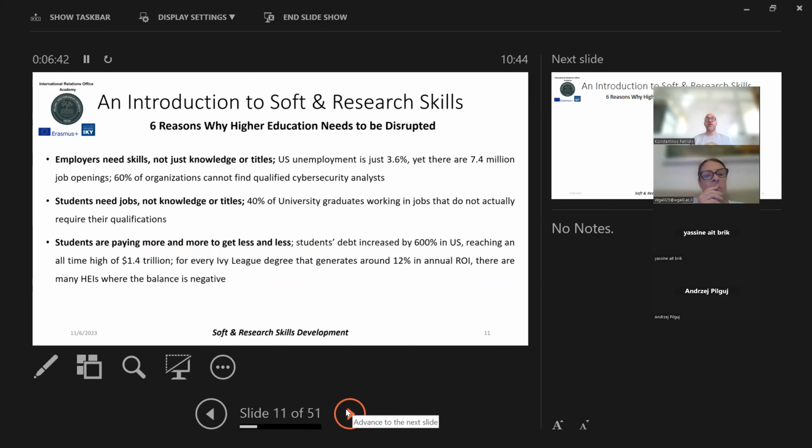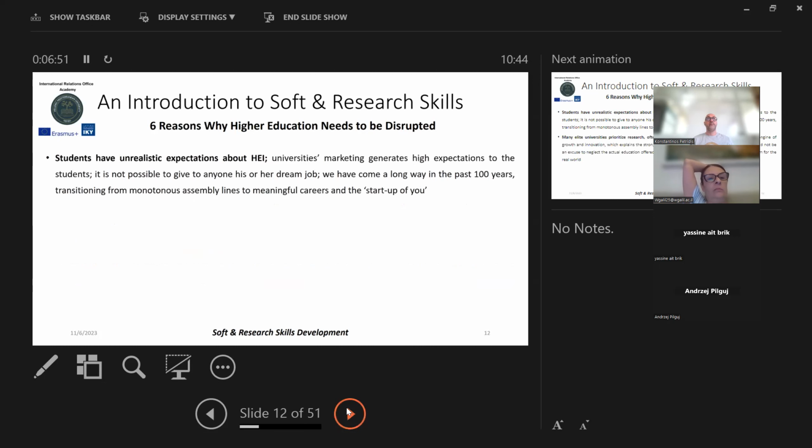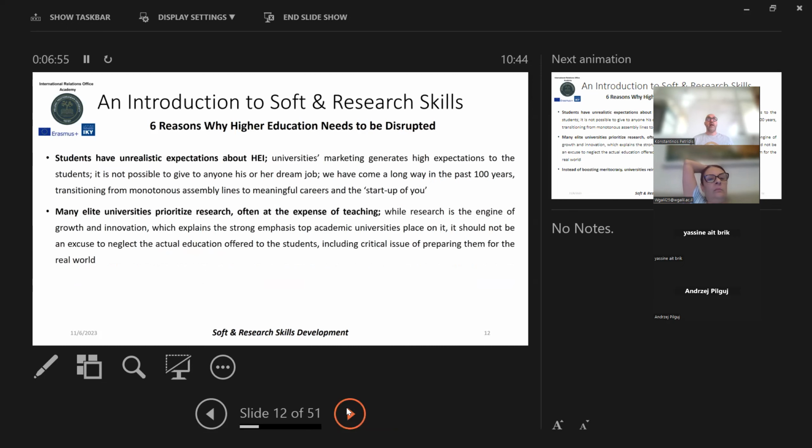So you can see figures and statistics, but also in the bold, you can see what the universities should think when they provide any training experience. So the students would like to satisfy their realistic expectations, to get employed.